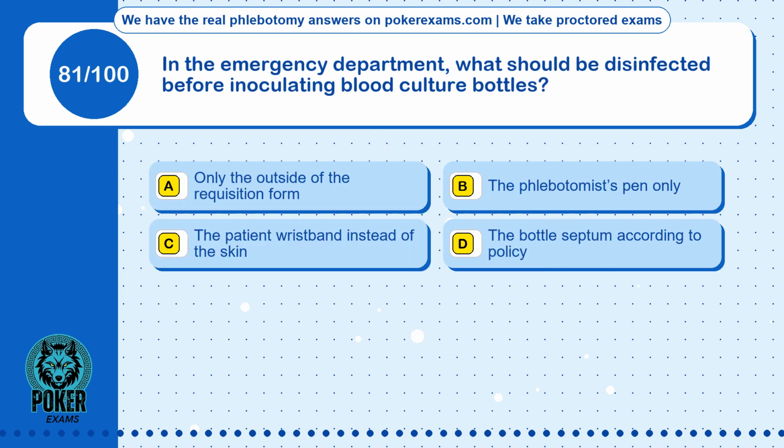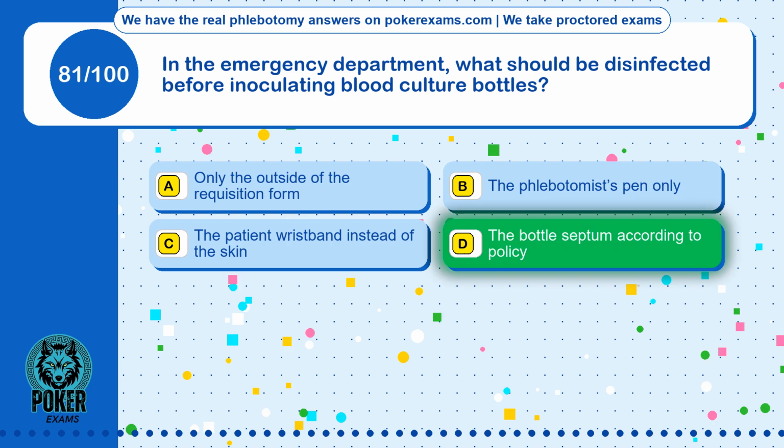Question 81. In the emergency department, what should be disinfected before inoculating blood culture bottles? Option A. Only the outside of the requisition form. Option B. The phlebotomist's pen only. Option C. The patient wristband instead of the skin. Option D. The bottle septum according to policy.